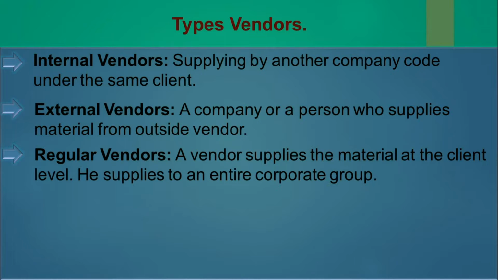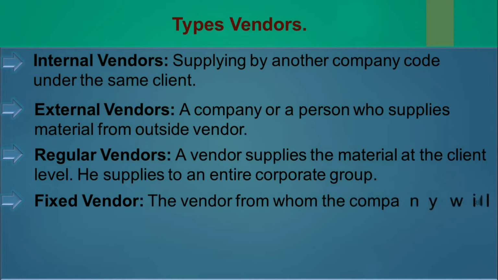Also note that regular vendors are defined in the info record. The info record is another master data type that I will cover soon, but keep in mind that a regular vendor is always maintained in the info record. So in a nutshell, a regular vendor is the one from whom you purchase goods or services regularly.